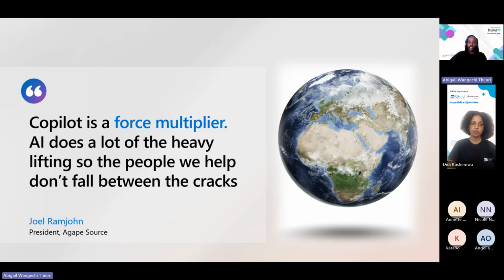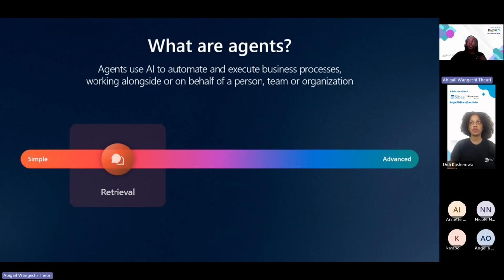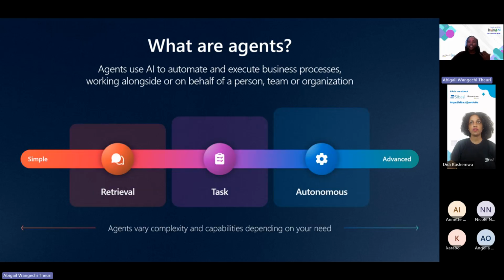To understand this better, I believe it's important for us to talk about agents. Agents are AI-powered components that can automate and execute business processes. They work alongside a person or independently, depending on the level of complexity. Some agents are there to retrieve information.